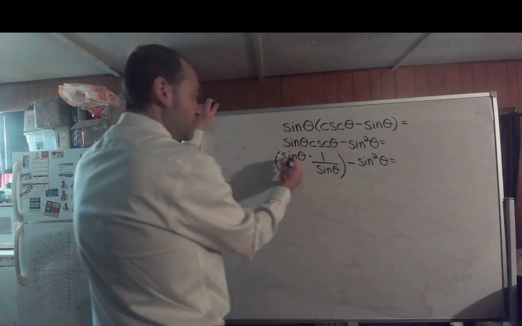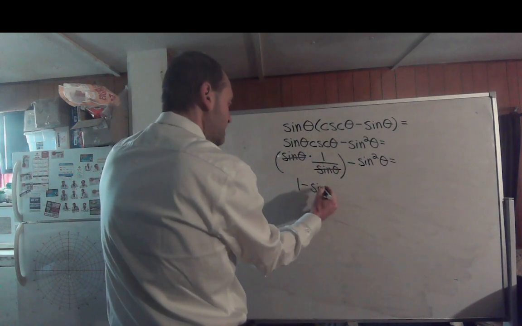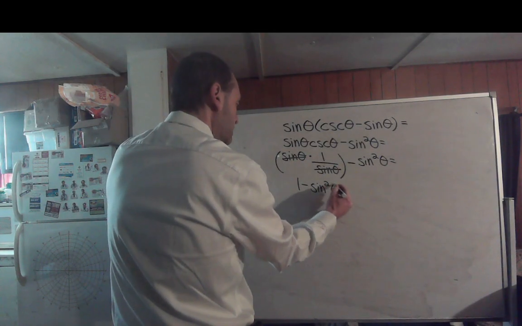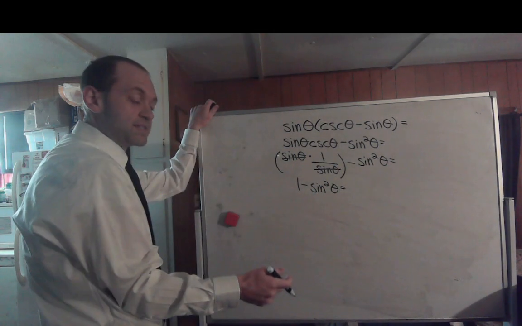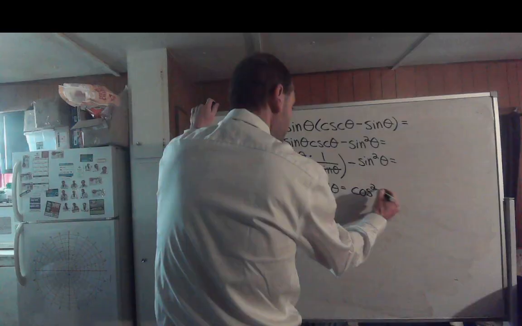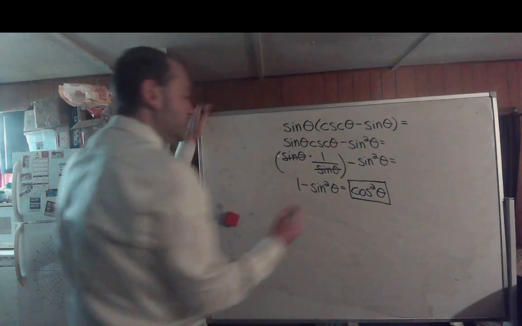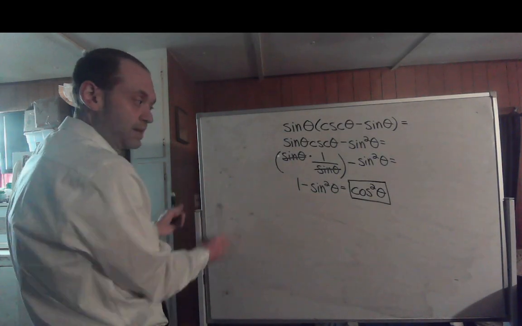Well, your sines will cancel out on the first term. You're now left with 1 minus the sine squared of theta. Well, 1 minus the sine squared of theta is the cosine squared of theta. So this simplifies into the cosine squared of theta.